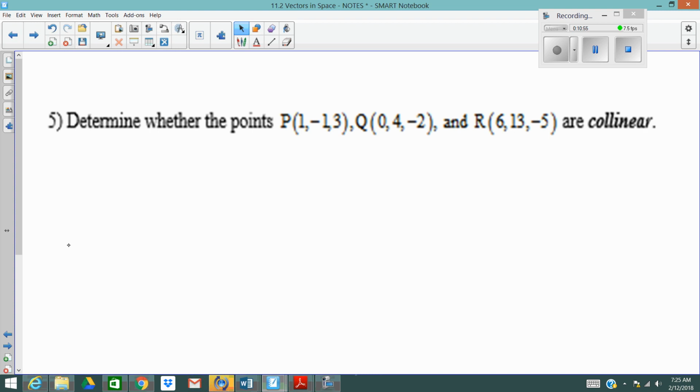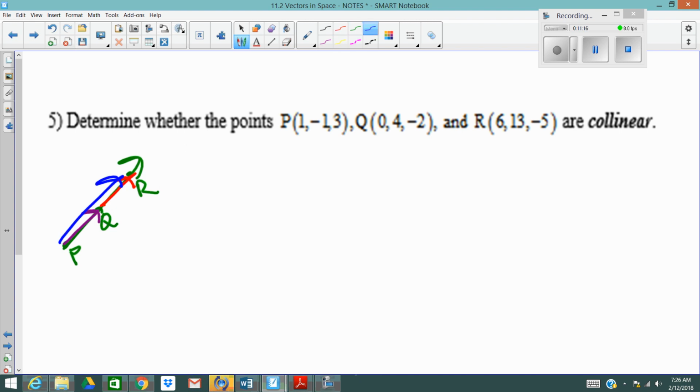All right, so what we want to do is determine if the points P, Q, and R are collinear. So what we're going to do is find vector PQ, find vector QR, and find vector PR, and determine if they're all linear combinations of each other, if they're parallel.